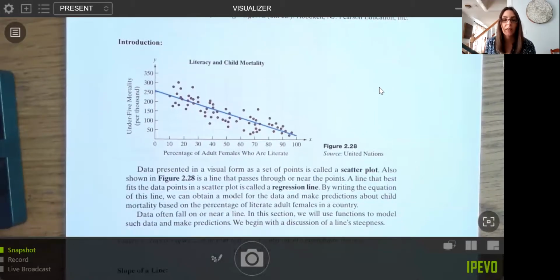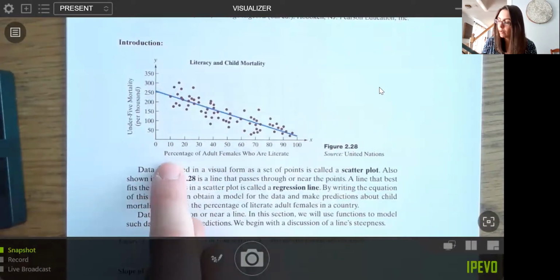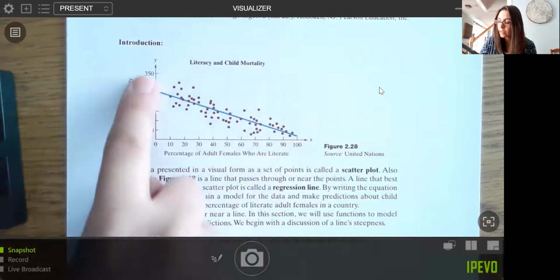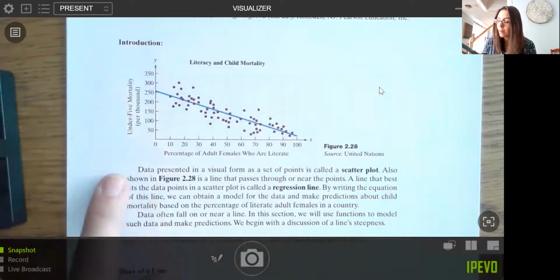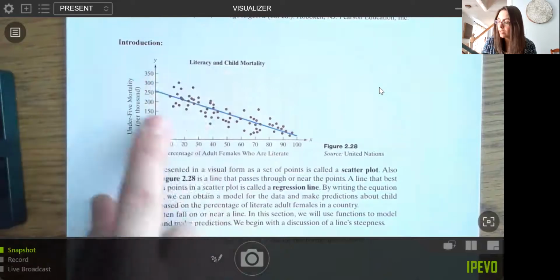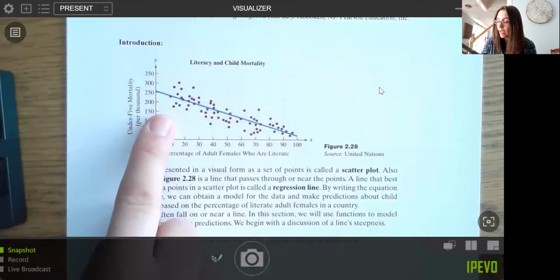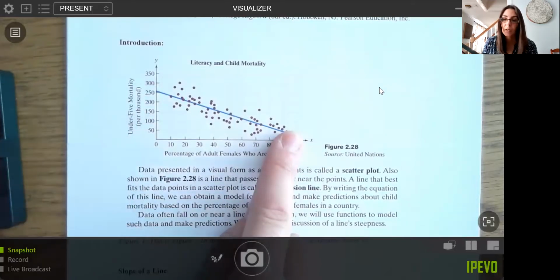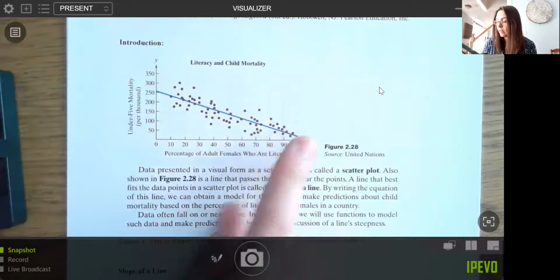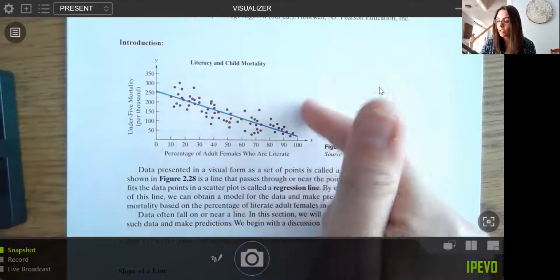So just a quick introduction here with an application. The point of linear functions, really for all mathematics, is to help us model the real world and to figure out what's going on around us. And there are a lot of applications that are linear in nature. This is just one example. This is a graph that compares literacy and child mortality. On the x-axis, you're looking at the percentage of adult females who are literate. And on the y-axis, you're looking at under 5 mortality per 1,000. We see an overall trend here: as more adult females are literate, the child mortality rate for those under 5 is decreasing. So there seems to be some sort of relationship between having adult females who are literate and a decrease in child mortality.